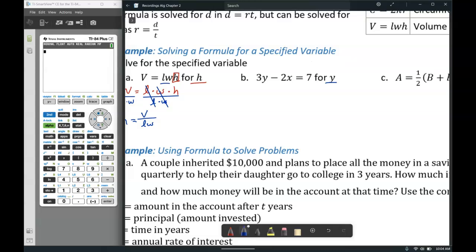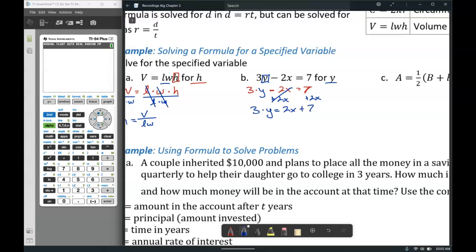So to go through that, again, we identify the operations that we have. Y is being multiplied by 3, and it's also being subtracted by 2x to equal 7. In order to isolate it, first we need to move the term. We will need to get rid of the negative 2x by adding 2x to both sides of our equation. That will eliminate the 2x, leaving us with 3 times y equals 2x plus 7.